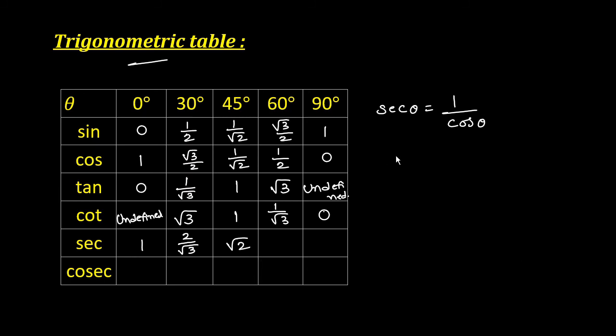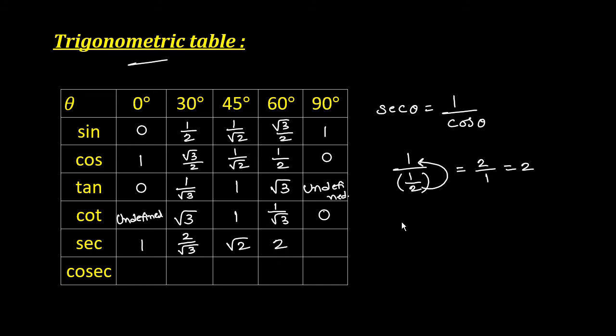Next, secant 60. Secant 60 means 1 by cos 60. 1 by cos 60 is 1 by 1 by 2. Same, denominator of denominator becomes numerator. So 2 becomes numerator divided by 1. 2 by 1 is 2. So we'll write 2 here.